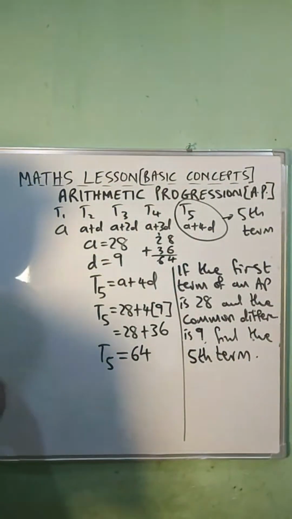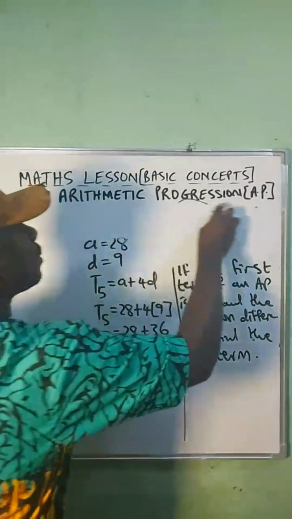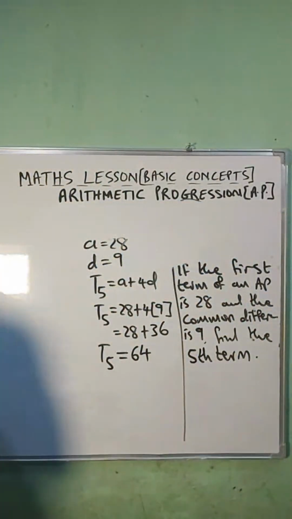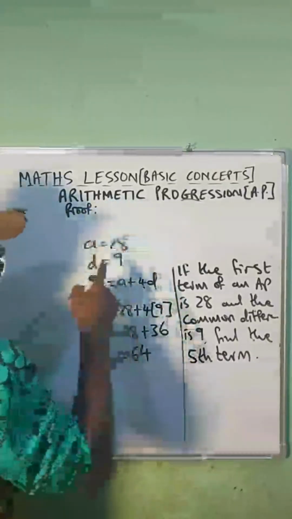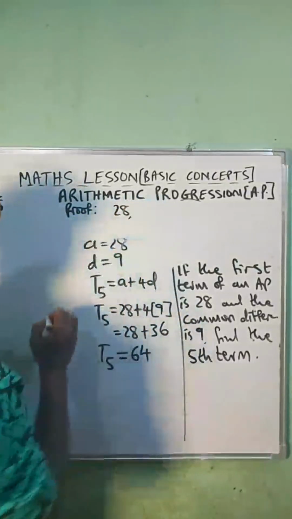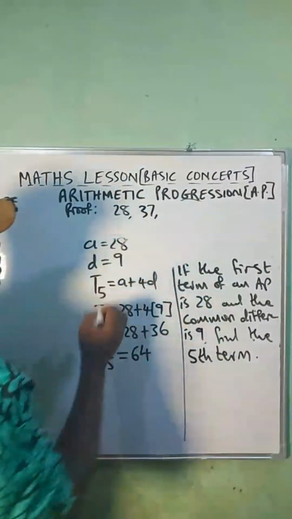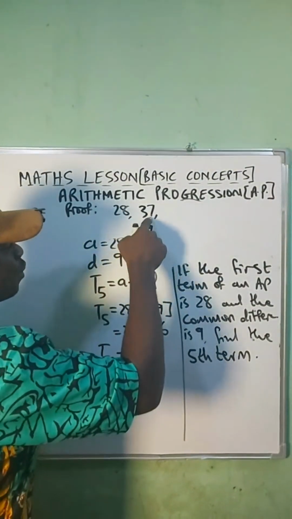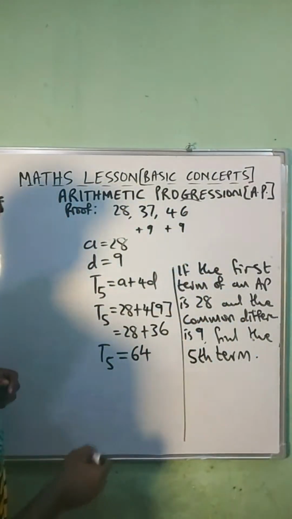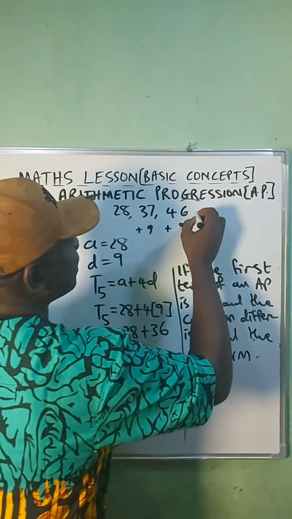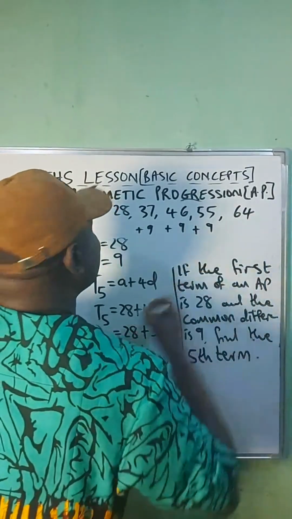Now, proof. The first term is 28. The common difference is 9. So if we add 9 to this 28, we'll get 37. Add 9 to 37, we are going to get 46. You add 9 again to this one, you get 55. Plus another 9, you get what? 64.